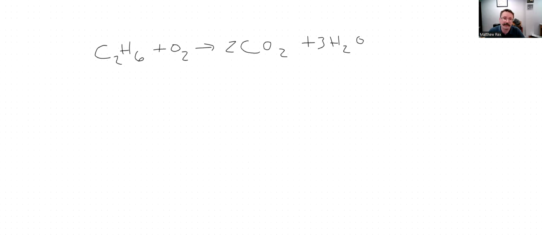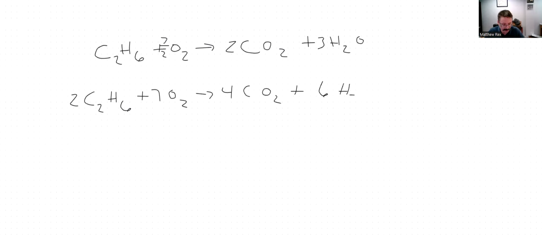So I could put a 7 over 2 here, but halves aren't any of the options, so to turn that from a fraction, 7 halves, to a whole number, I'd multiply the whole thing through by 2. So I should have 2 C2H6 plus 7 O2 goes to form 4 CO2 and 6 H2O, which for this version, the correct answer there was A.